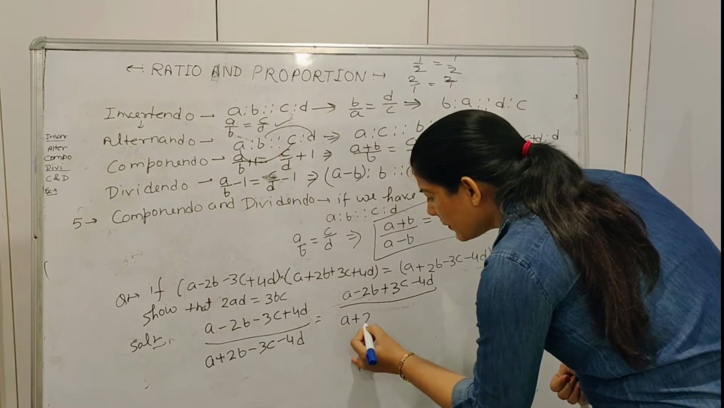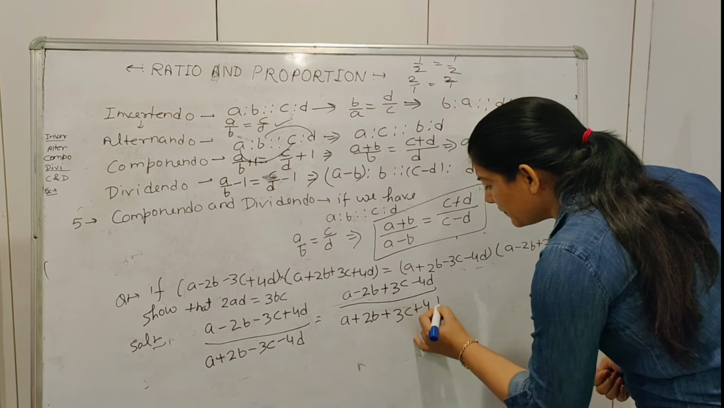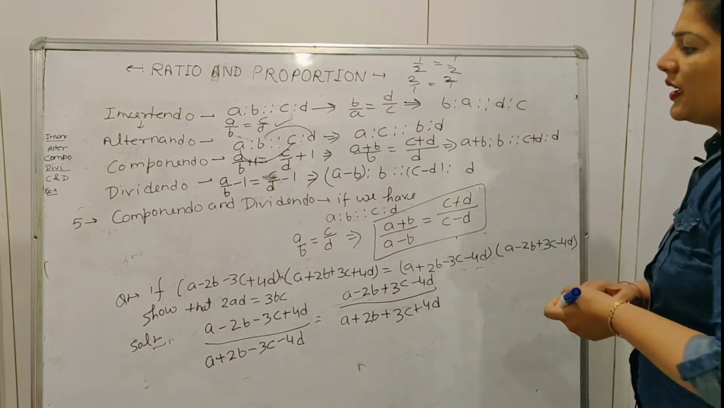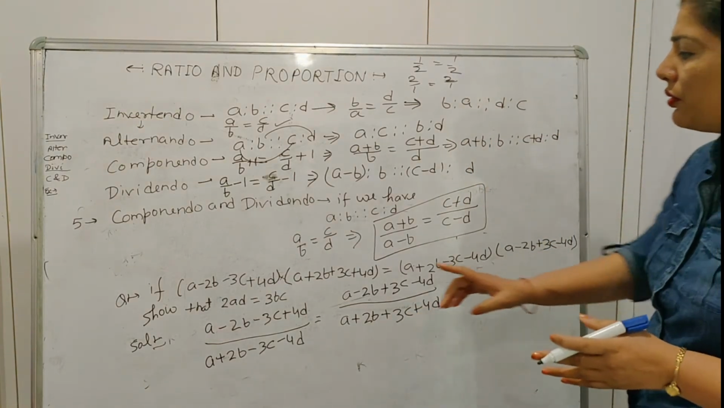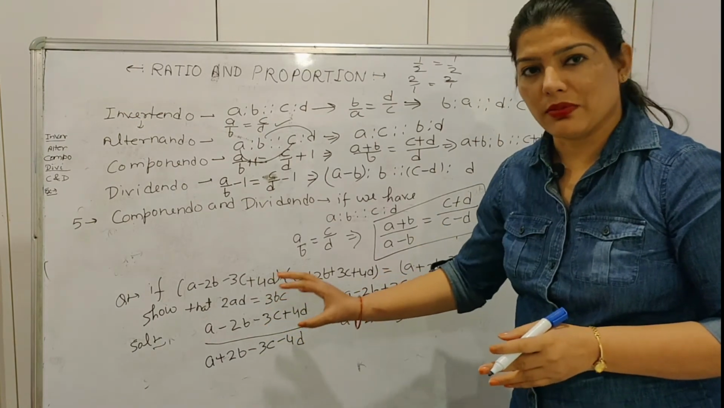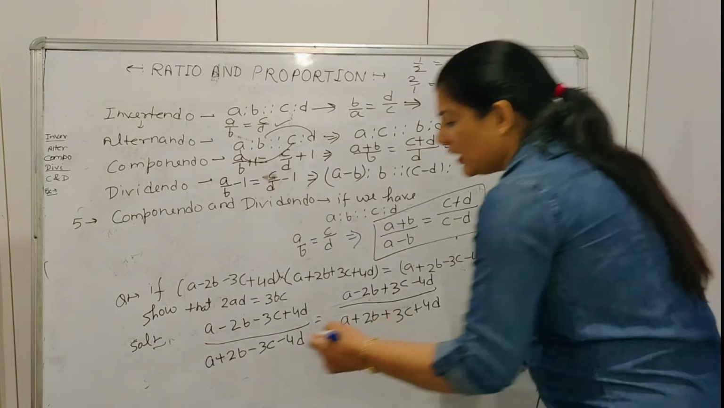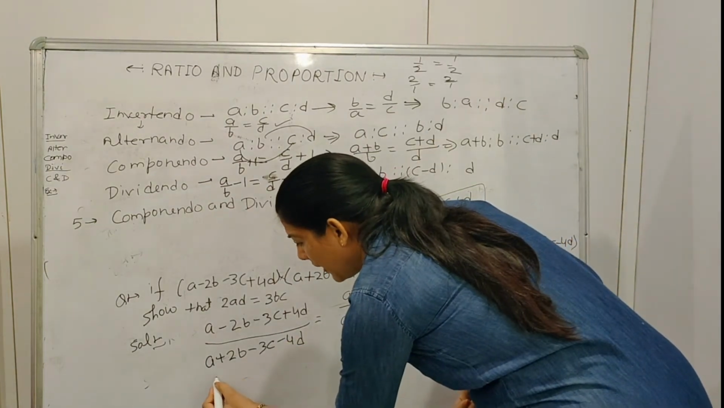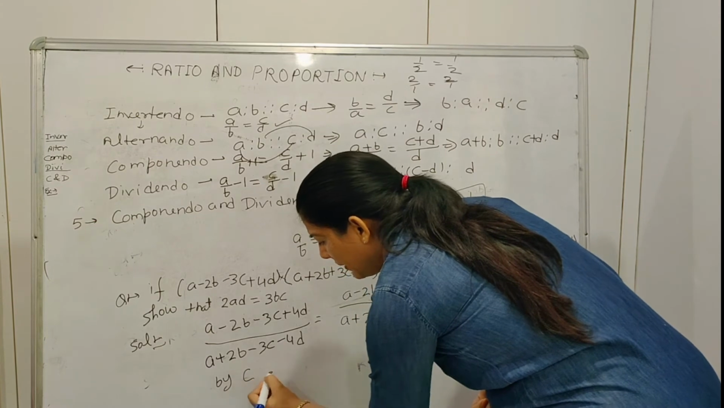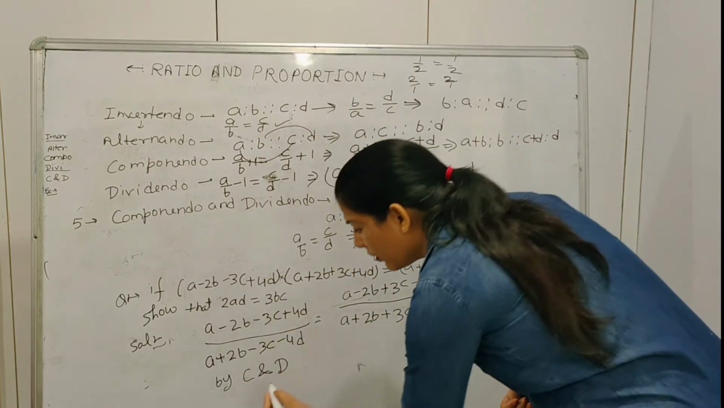So it becomes plus 4d. Now applying the componendo and dividendo rule, you can see here, if you add these two, then some terms will be cancelled by each other. So it will be easier. So by the C and D method. Okay. So by componendo and dividendo.